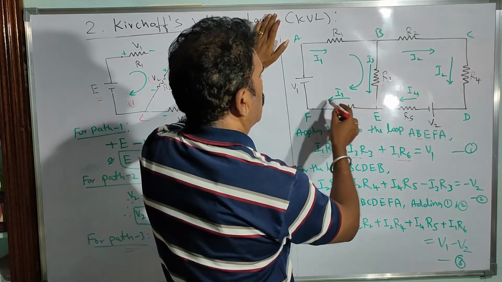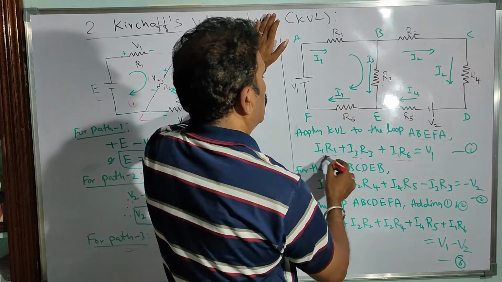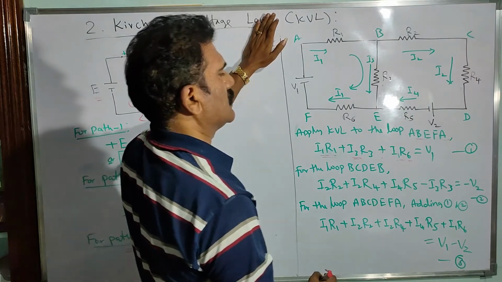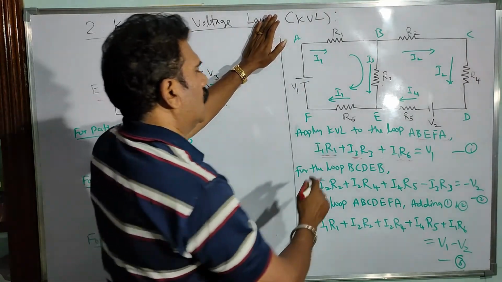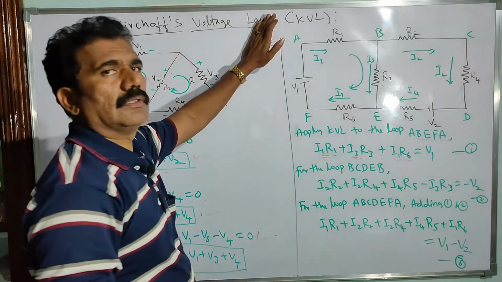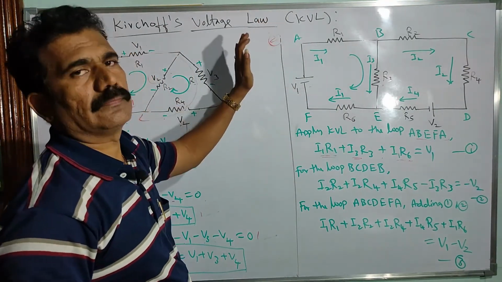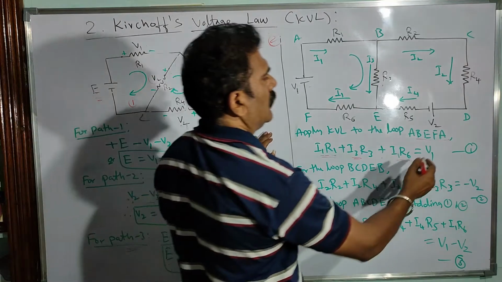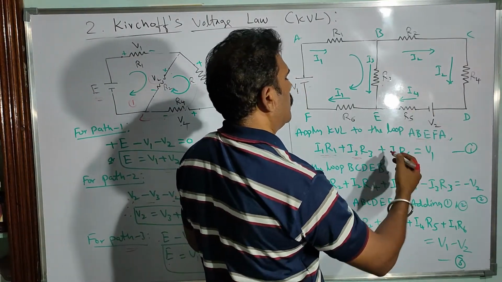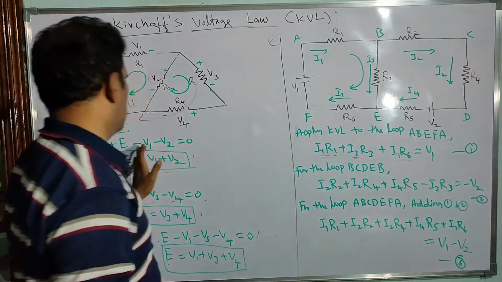So like this it is going, I1, R6. These are the voltage drops, or we can say the products of current and resistances in the given loop. All these should be equal to what? To the supply voltage, that is V1. In fact, V1 minus I1 R1 minus I3 R3 minus I1 R6, as per this explanation.